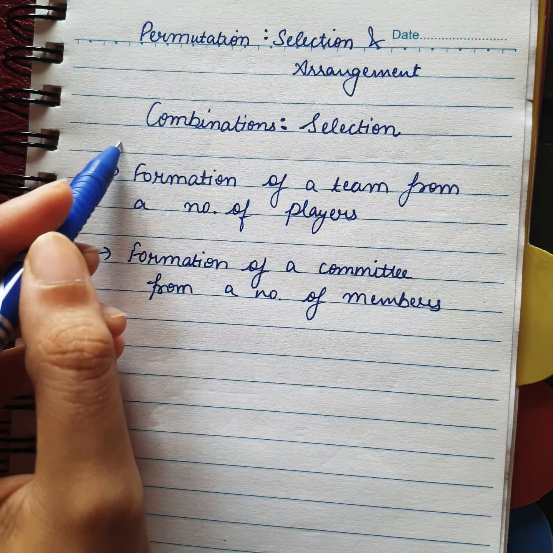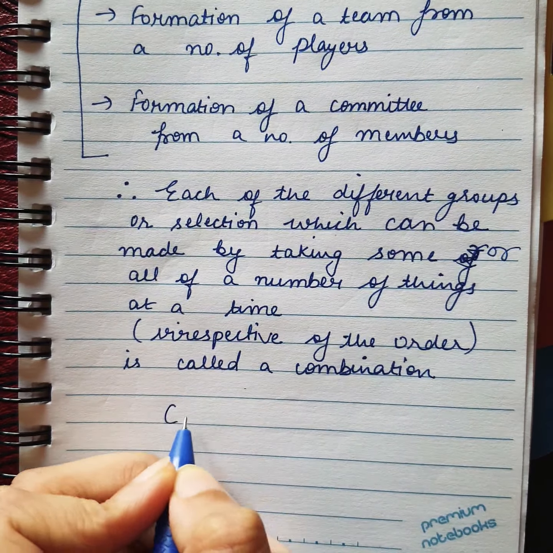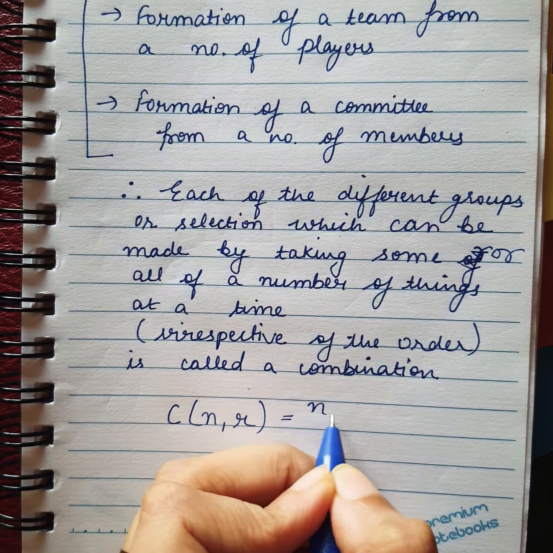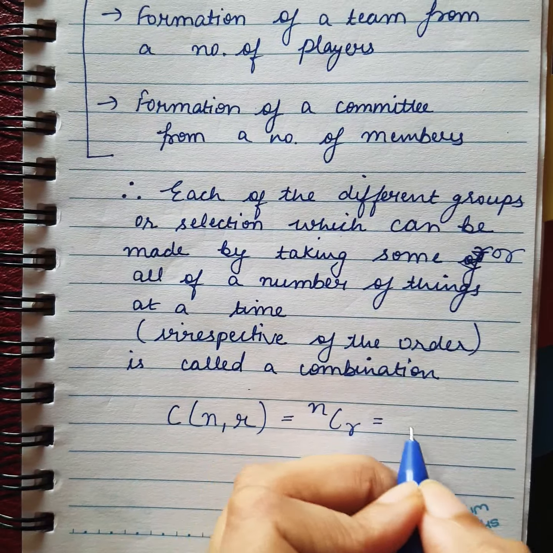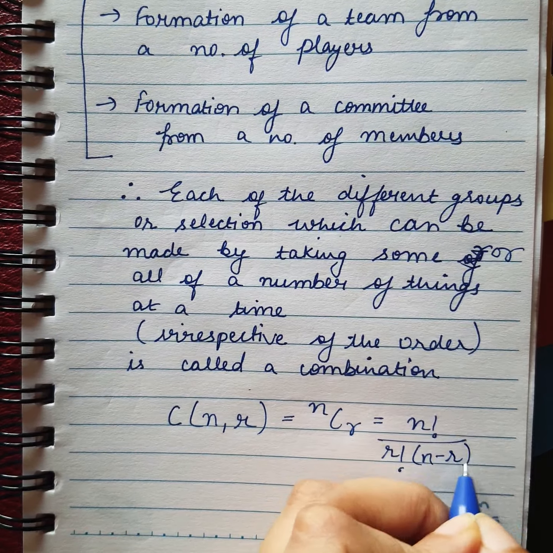So these are the examples of combinations, which deal with only selection, not the arrangement. Which means each of the different groups or selections which can be made by taking some or all of a number of things at a time, irrespective of the order. So here order does not matter. Combinations are denoted by nCr, n things taken r at a time, and the formula is n factorial divided by r factorial times n minus r factorial.